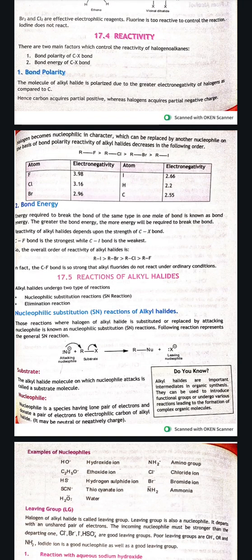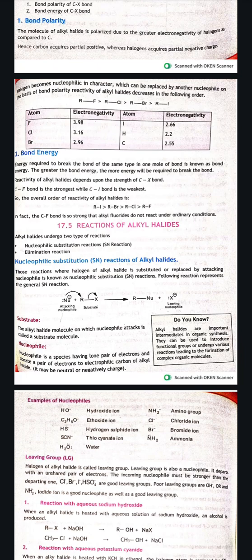Reactivity depends first on bond polarity and second on bond energy. If we talk about bond polarity, the molecule of alkyl halide is polarized due to the higher electronegativity of the halogen. So the carbon gets a partial positive charge and the halogen gets a partial negative charge. The halogen can be replaced by another nucleophile on the basis of bond polarity. So RF has the highest bond polarity, then RCl, then RBr, and at the last we have RI.